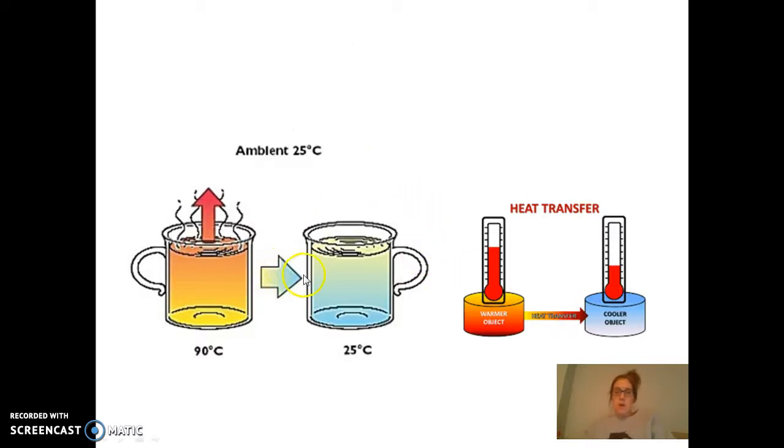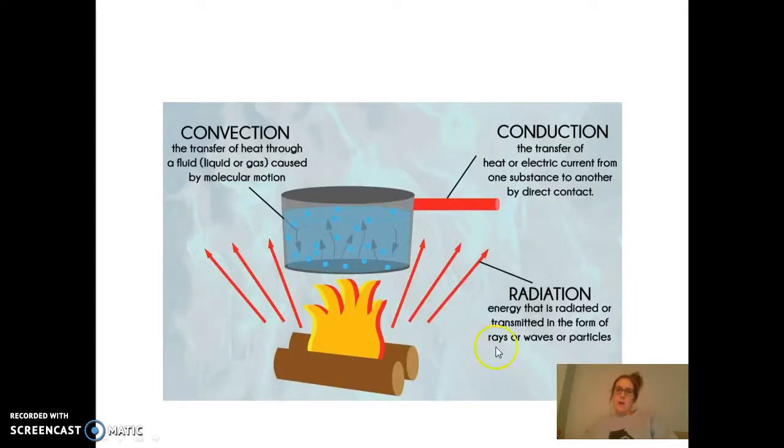And before we even talk about those three things, you need to remember that heat always moves from high to low. So from the hot temperature to the low temperature. There's no such thing as cold, so it cannot move. Heat is energy, so energy will move from areas of high concentration or high heat to low heat.